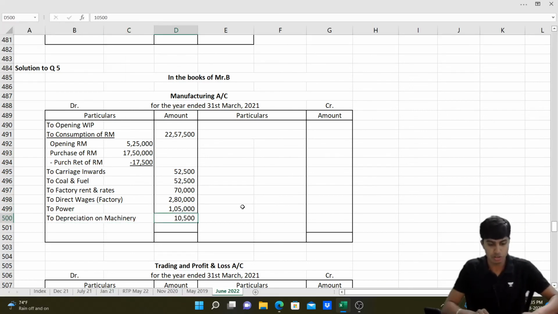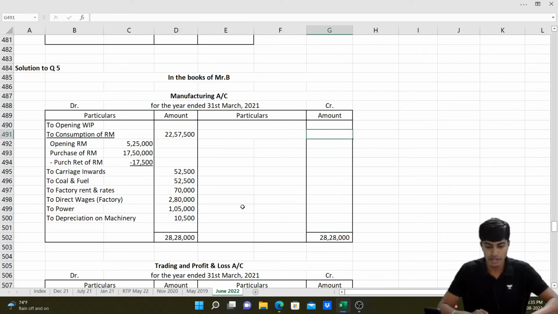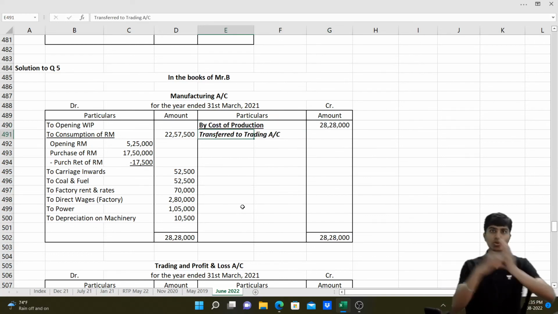So depreciation on machinery 10,500. Now I'm going to do the total for the year: 28 lakh 28,000. 28 lakh 28,000 will become my cost of production, and this is transferred to trading account.